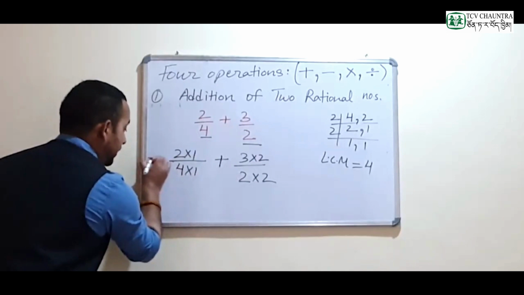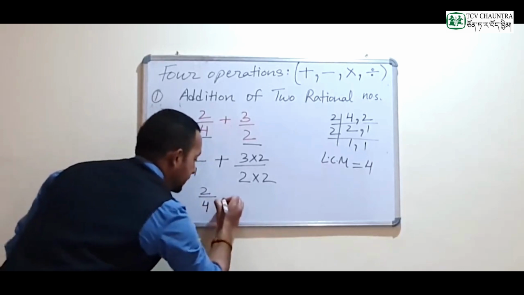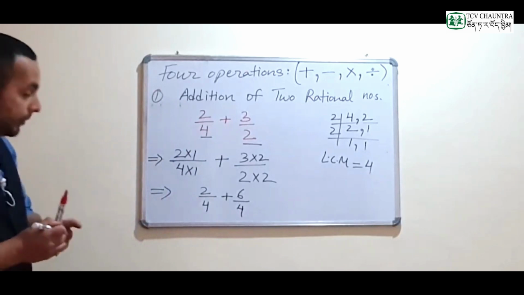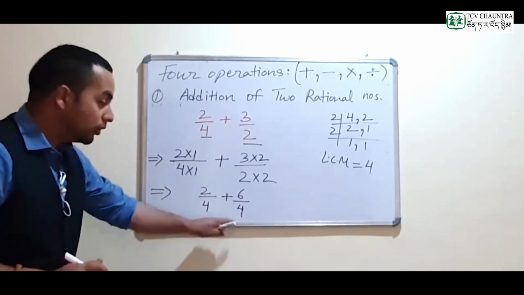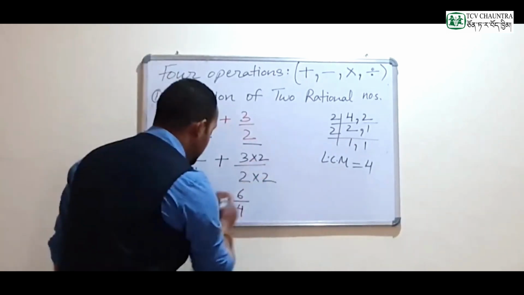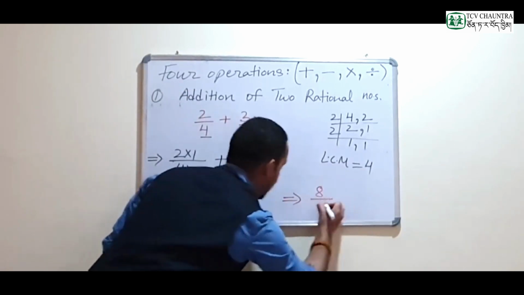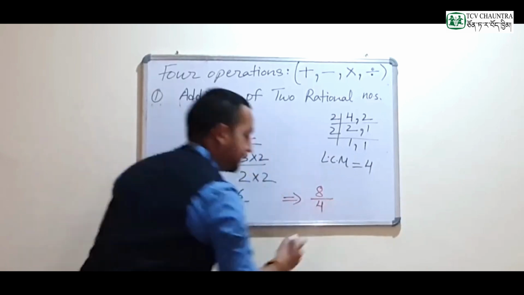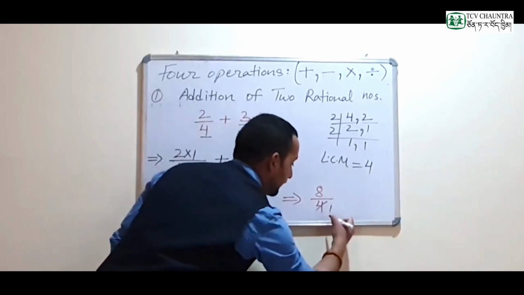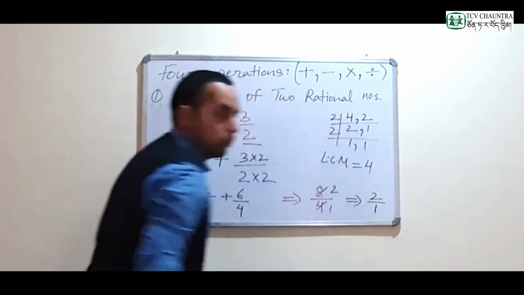So now we are going to solve this further. 2 1s are 2. 4 plus 3 2s are 6, 4. Now your denominator is the same, so you write the denominator only once and you add these two numerators. So 2 plus 6 is 8, and the denominator is 4. Now you will make this into standard form. So 4 1s are 4, 4 2s are 8. Your answer is 2 upon 1.